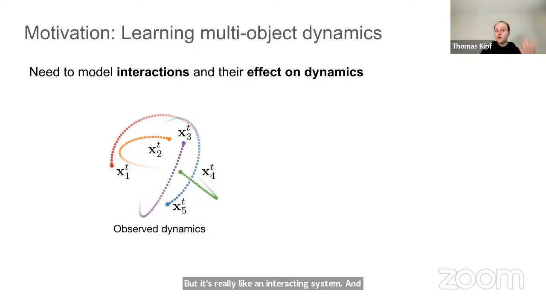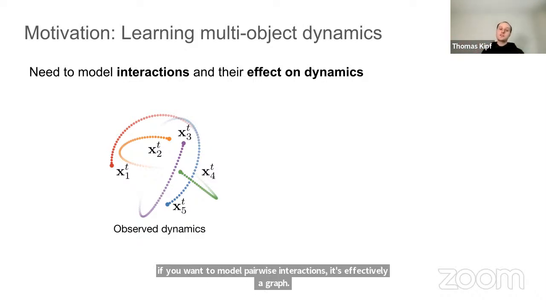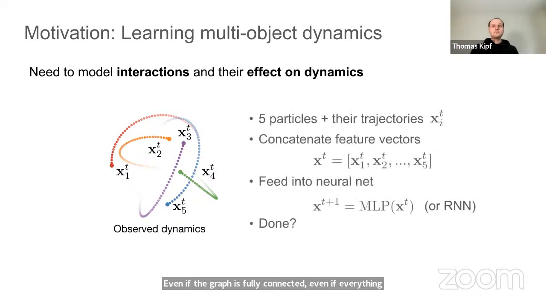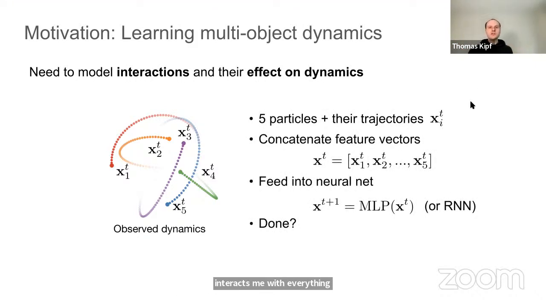And so that's where graph representation learning comes in, because if you want to model pairwise interactions, it's effectively a graph, even if the graph is fully connected, even if everything interacts maybe with everything. Now, before graph neural networks, a very typical approach to model these systems would have been the following. We take these 5 particles and their trajectories, and we concatenate those feature vectors into a single global feature vector. Then we feed those into a single neural network. We would just choose a certain ordering from 1 to 5, concatenate those and feed them into a neural network to predict the next time step, or use an RNN or an LSTM for that.